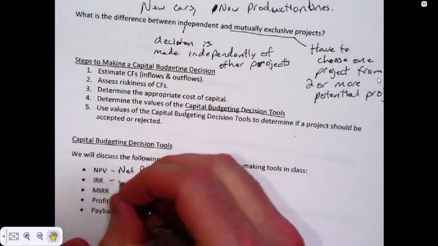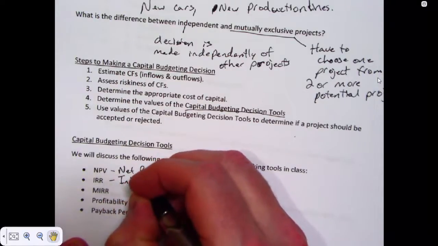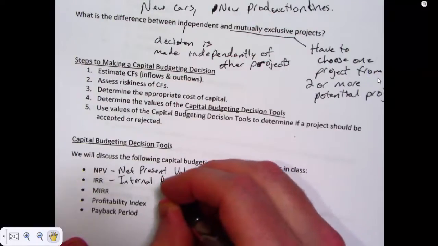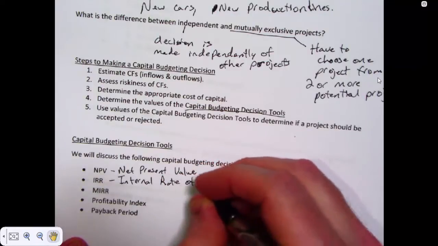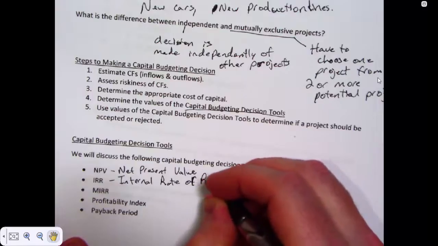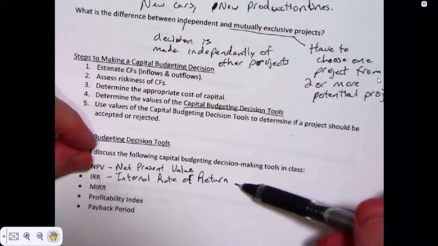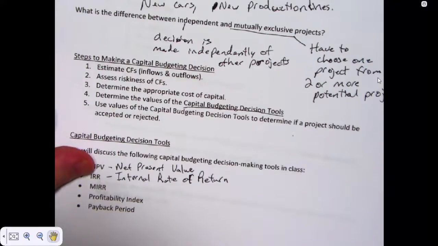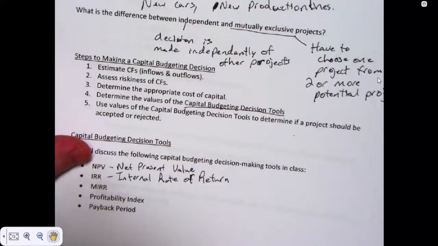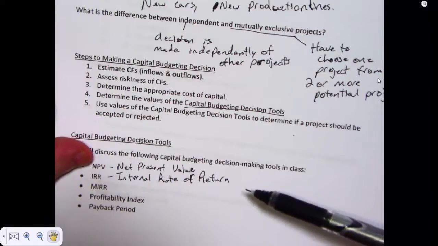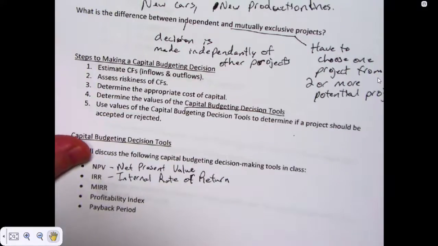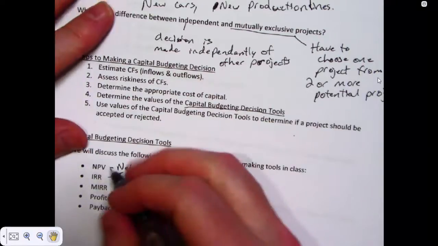IRR stands for internal rate of return. This is the estimated rate of return that the projects will earn back. If you remember from the case we worked last time, in the case it said return on capital. That's what the internal rate of return is in this case. That is the return that we expect to get from the investment. There are some problems with IRR that we'll discuss later.